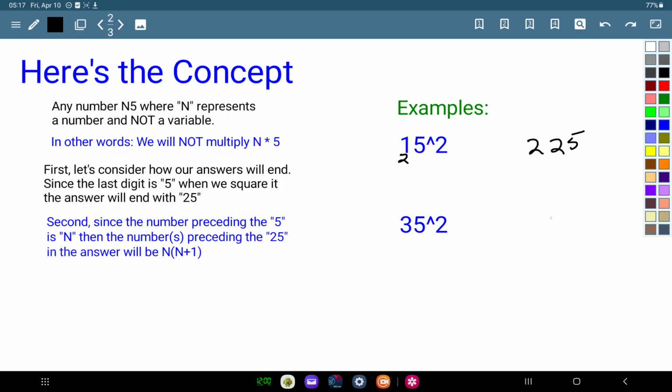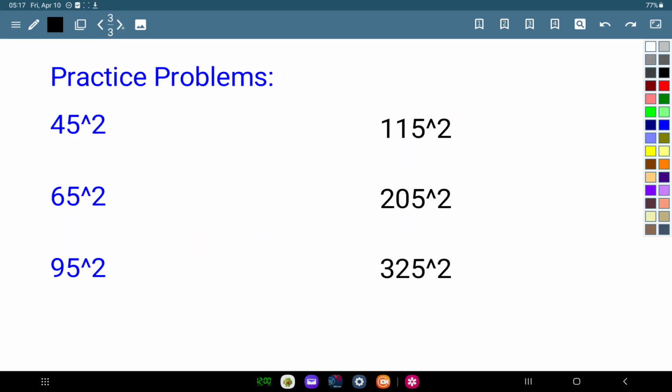35 squared is going to end with a 25. And the next number higher on a number line than a 3 would be a 4. So we multiply 3 times 4, we're going to get 12. So 1,225 would be the answer to 35 squared. And you can get to where you can do this faster than you can type it in on a calculator. So that's the cool thing about it.